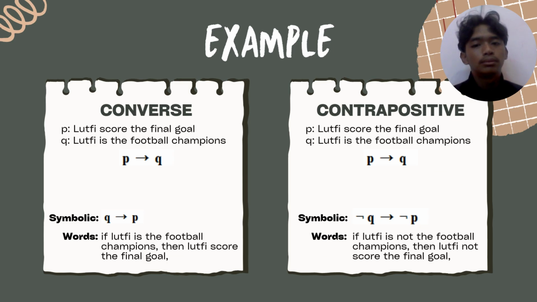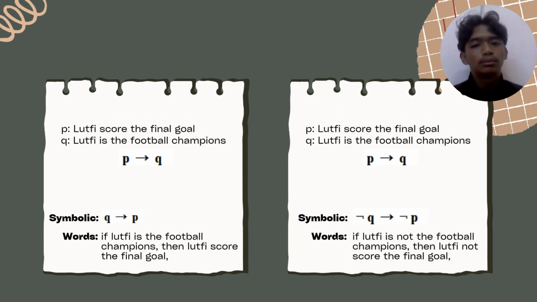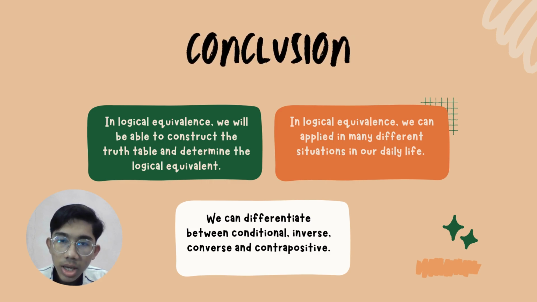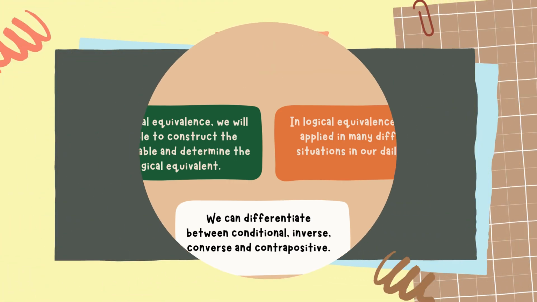Okay, for the conclusion: in logical equivalence, we are able to construct the truth table and determine the logical equivalence. We can differentiate between conditional, inverse, converse, and contrapositive. And last but not least, logical equivalence can be applied in many different situations in our daily life.